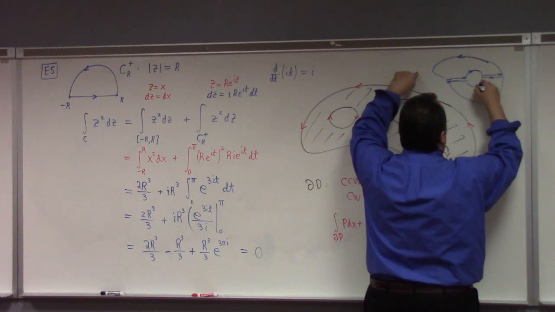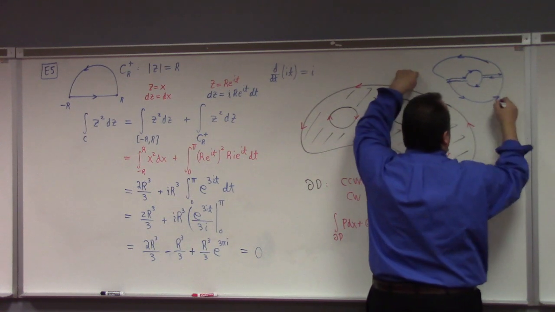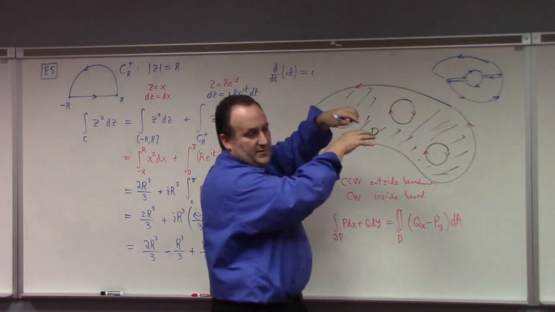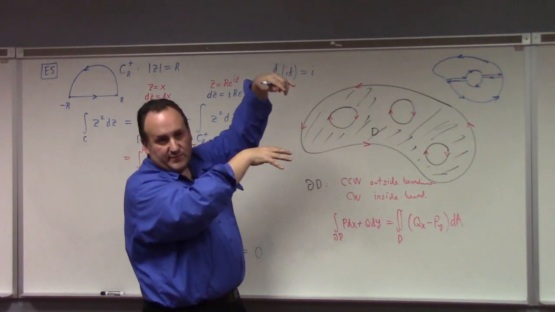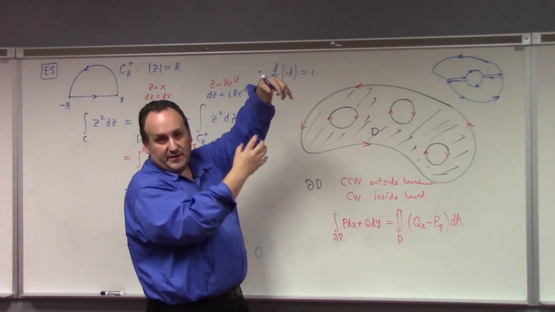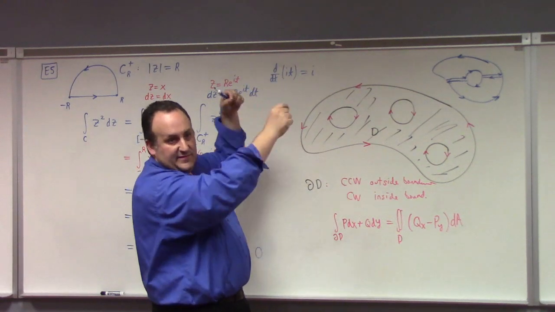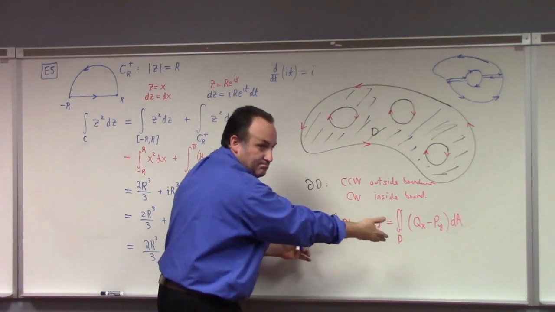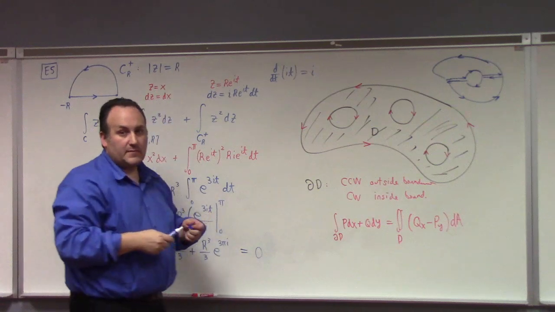If I do that, you can take the region with a hole, cut it into two regions without holes, and then when you add up the integral around the boundary of the cut pieces, the cross cuts cancel, and you obtain this theorem. This is what happens.